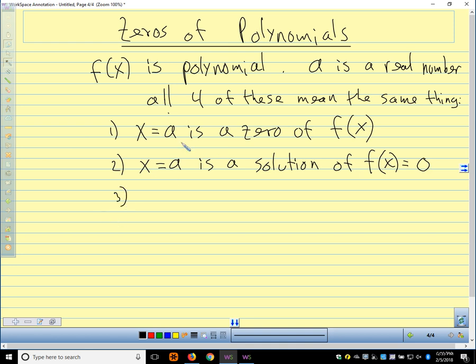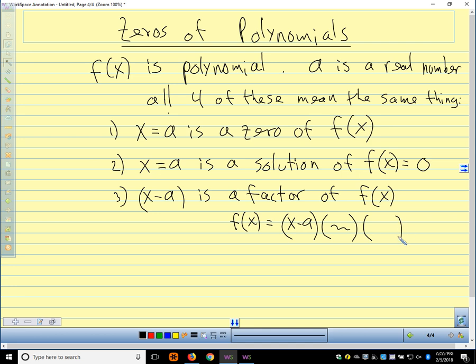The third thing that means the same as these 2 things: x minus a is a factor of f of x. And a reminder about what we mean by a factor. That means we can write f of x equals x minus a times a bunch of parentheses. But one of those sets of parentheses is going to be x minus a, because when I plug in x equals a here, this is 0 times all this other stuff. I get 0.